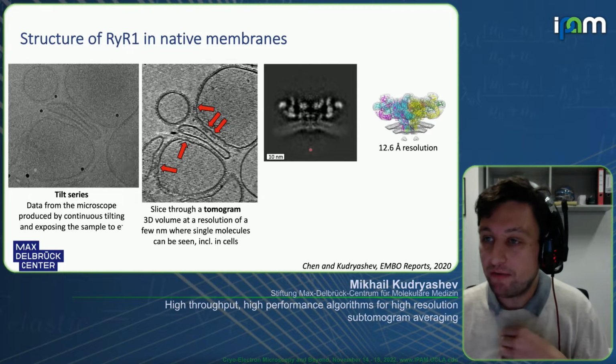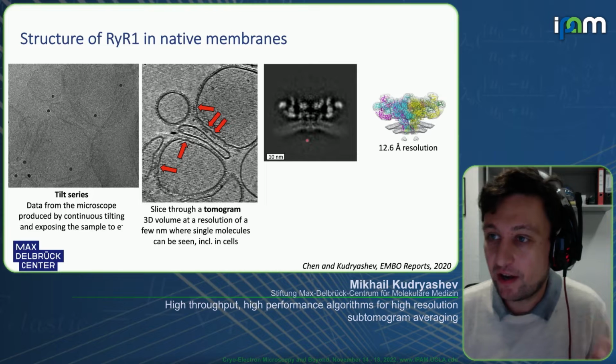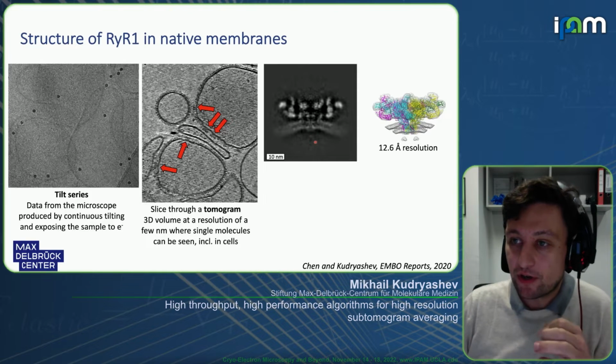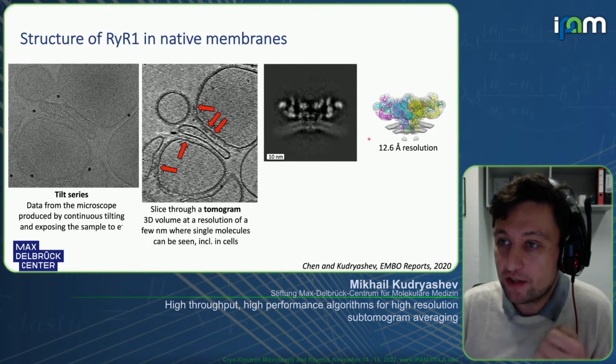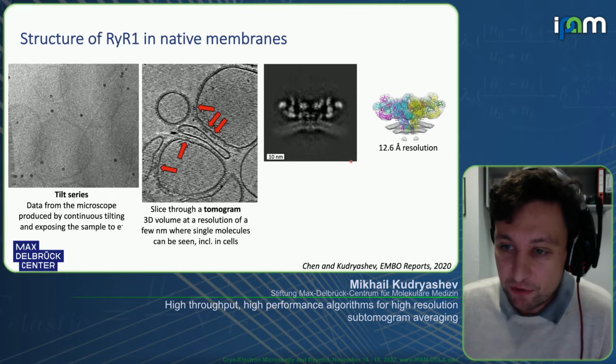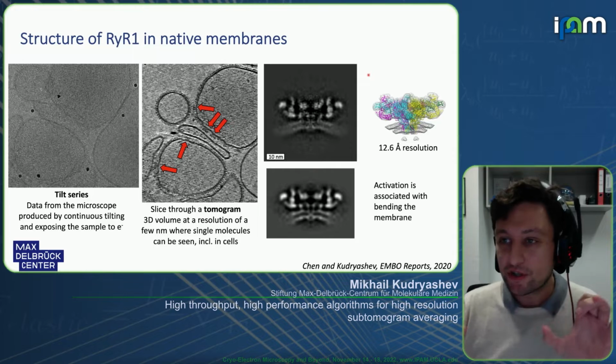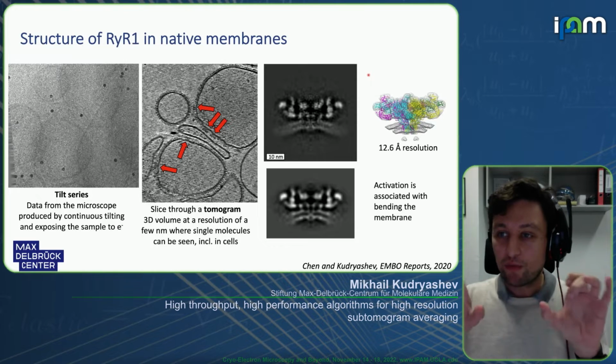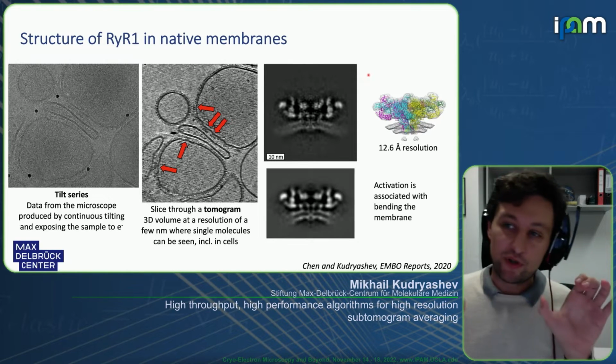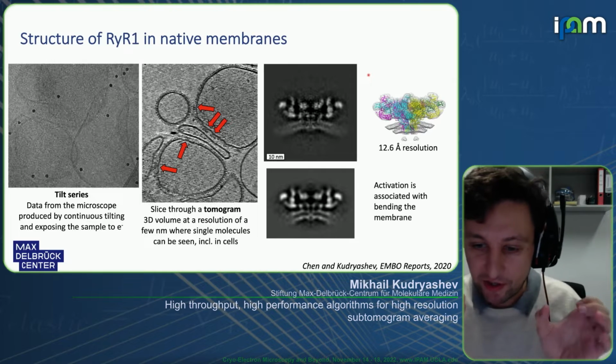It's very easy to replace the buffer. So we added a ligand that's supposed to lock the receptor in the constantly open state. It's called ryanodine, after which the receptor is also named. This is a comparison between the structures, at lower resolution. It's a comparison between the structure in the presumably closed state without any ligands and the open state.